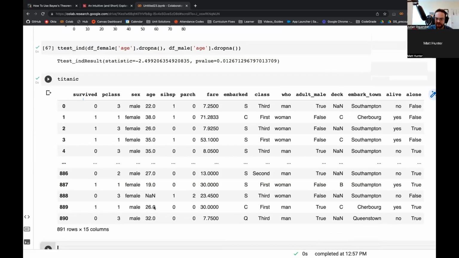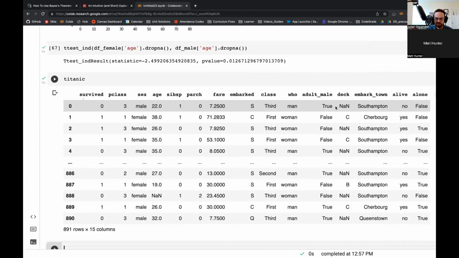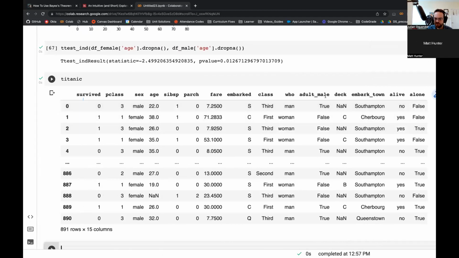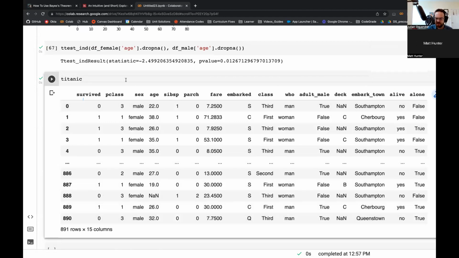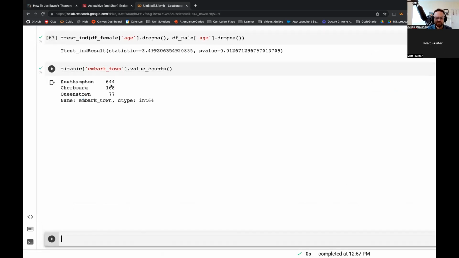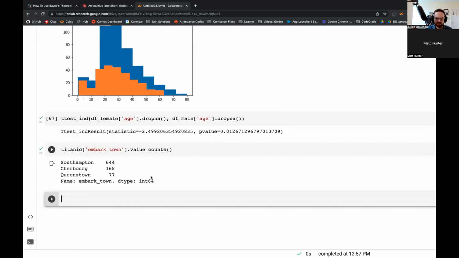Let's see if people from a specific town survived more likely than not. Let's see if embark town works. Let me see what this looks like as a value counts. I just want to study this before I dive in here. All right, so we only have 3 categories.